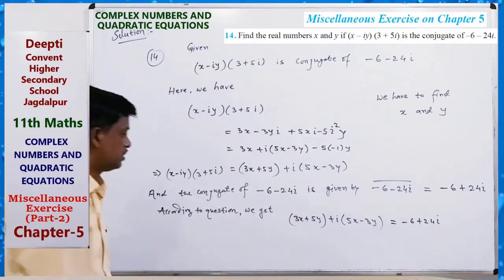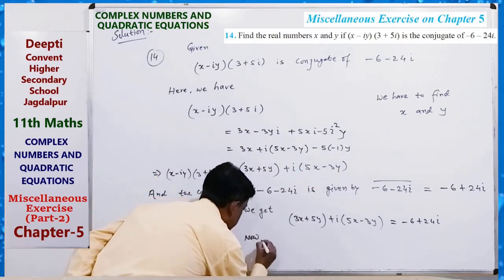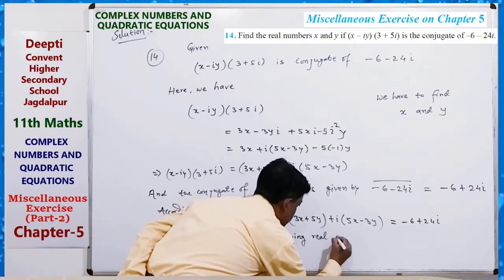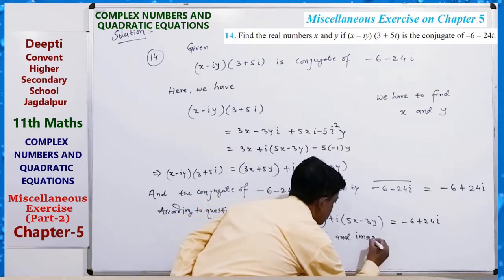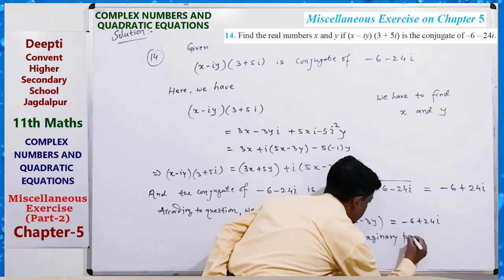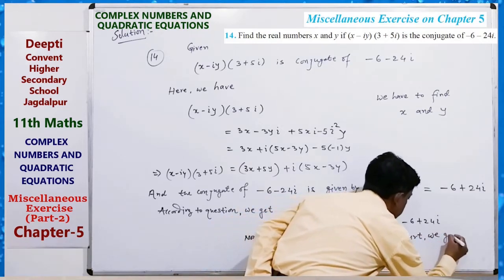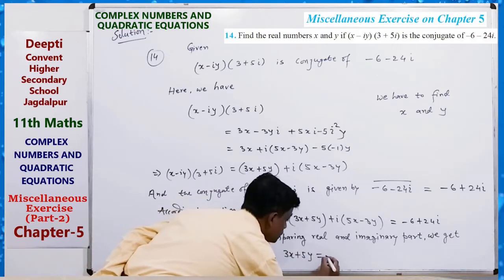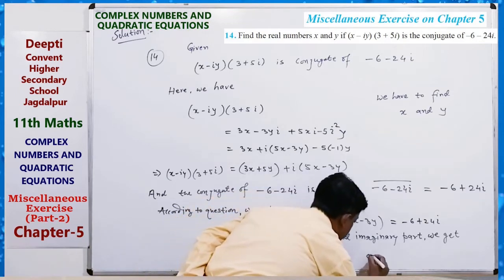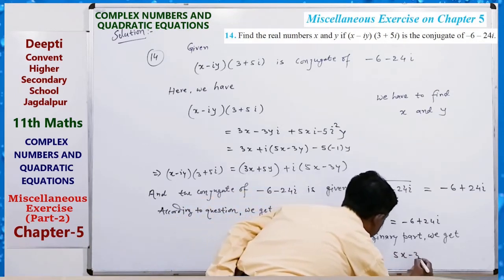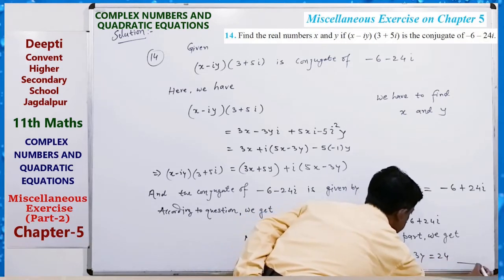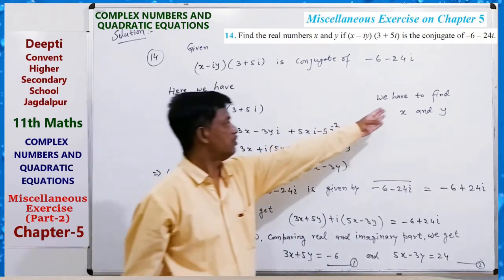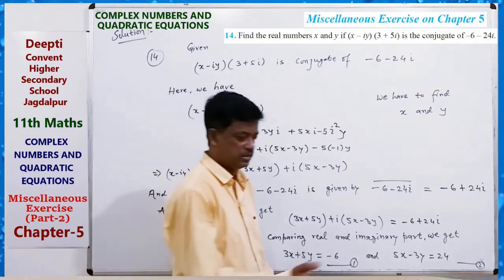Now comparing real and imaginary parts, we get 3x plus 5y equals minus 6 and 5x minus 3y equals 24. Suppose this is equation 1 and this is equation 2. Okay, two equations we get. Now for finding the values of x and y, just solve these simultaneous equations. Very simple.